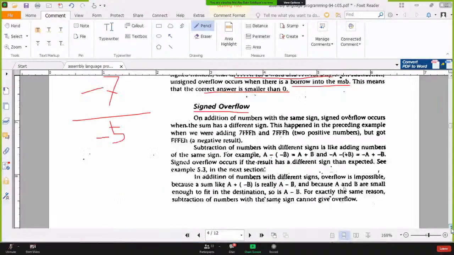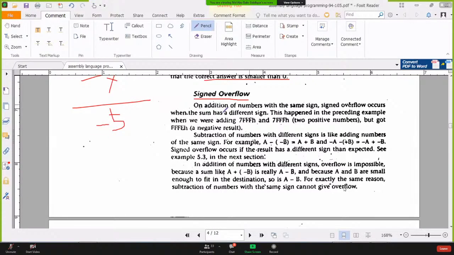So signed overflow: on addition of numbers with the same sign, overflow occurs when the sum has a different sign. We just gave an example of that. On addition of numbers with the same sign, overflow occurs when the sum has a different sign. That may not be only for positive, it may also be for negative.